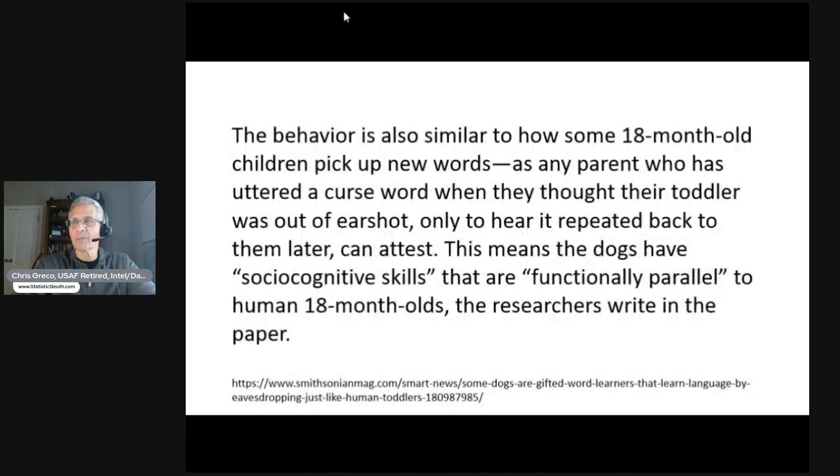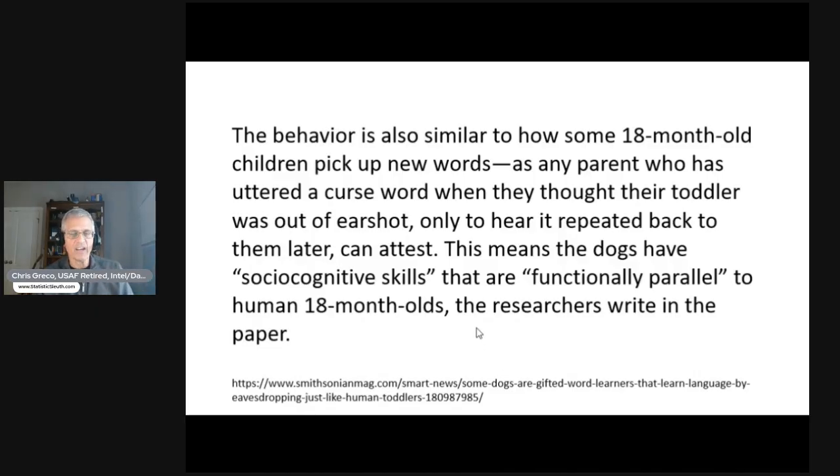The behavior is also similar to some 18-month-old children picking up new words, as any parent who has uttered a curse word when they thought their toddler was out of earshot, only to hear it repeated back to them later, can attest. This means the dog have socio-cognitive skills that are functionally parallel to human 18-month-olds, the researchers write in their paper. And this was from the SmithsonianMag.com.